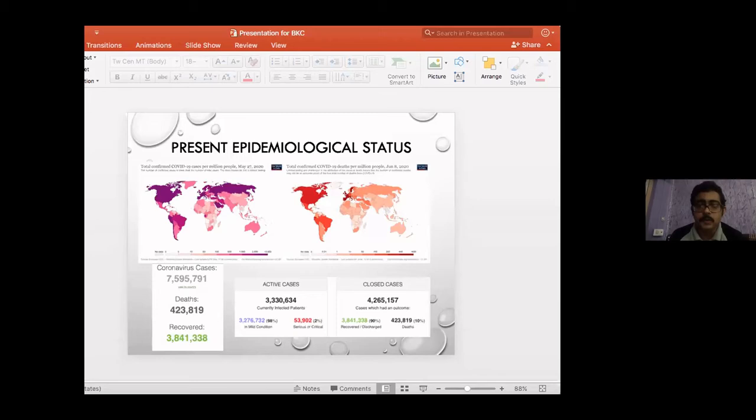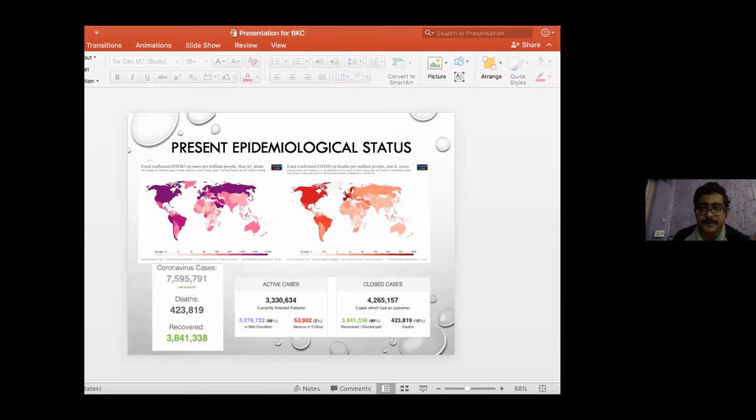But we need to remember that out of the closed cases, there is 10% death that has occurred. So out of the 42 lakh cases that have been closed till now, 38 lakh people have recovered. That is a good situation. On the other hand, we also need to anticipate that 10% of the closed cases ended up in death. It is also true that presently 53,000, approximately 2% of the entire population affected by COVID-19, is in a condition of critical nature. So that is another important status we need to analyze out of the epidemiological aspect.